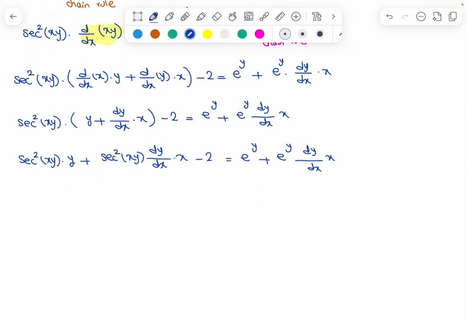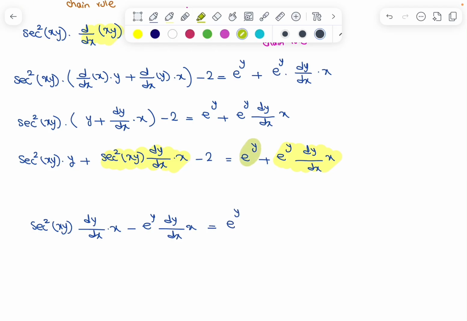So now you must gather all terms with dy/dx on one side, and other terms on the other side. So you can keep this term on the left, secant squared of x times y dy/dx times x, and you can move this term to the left as well. If you subtract e to the y times dy/dx times x from both sides, you will get negative e to the y dy/dx times x is equal to, so we must gather the other terms on the other side.